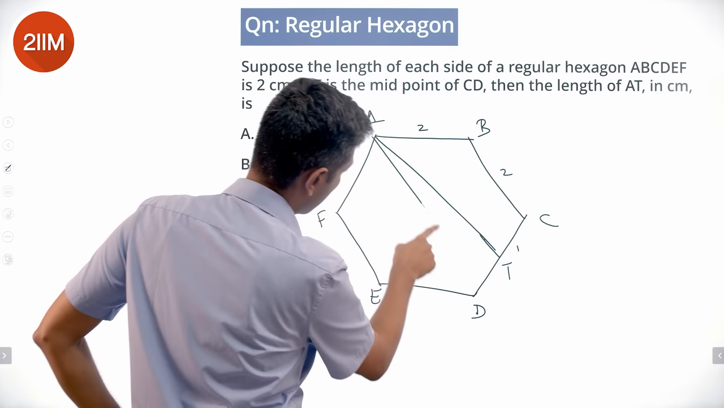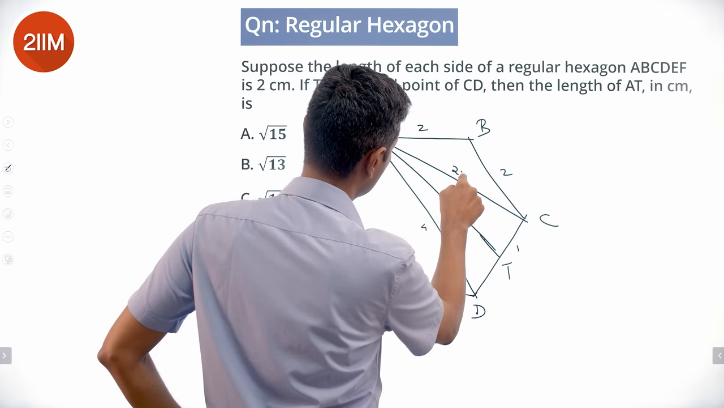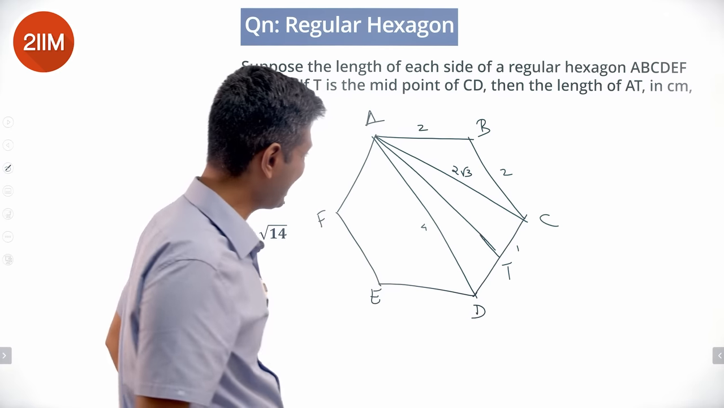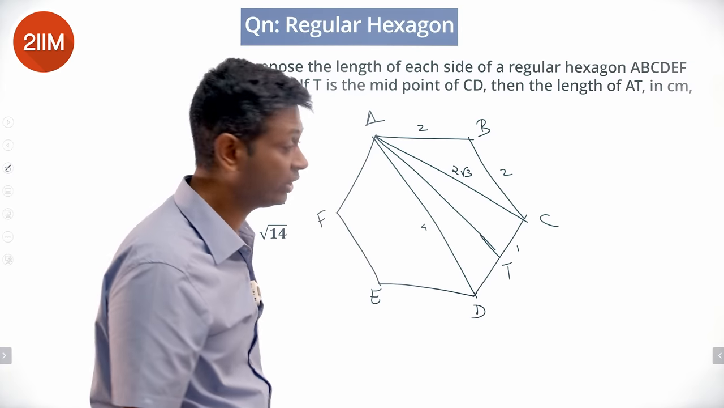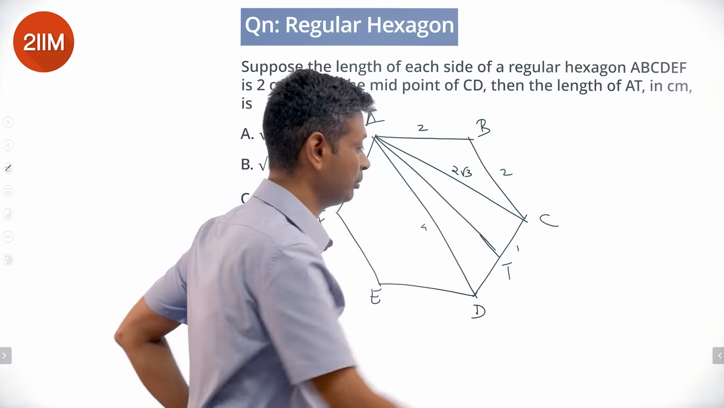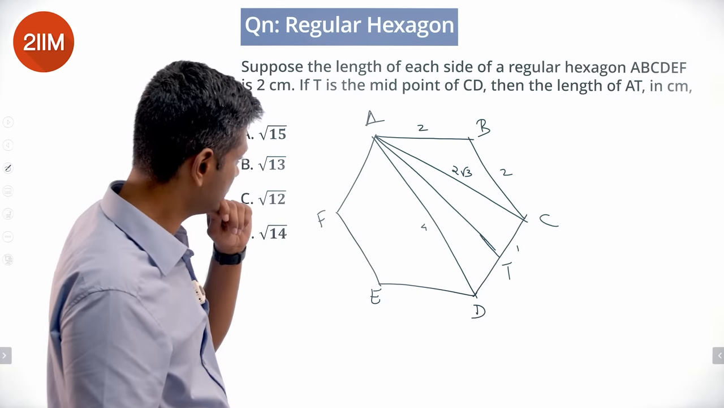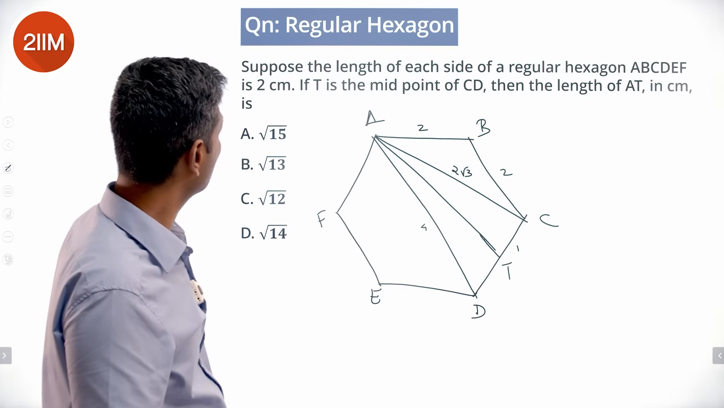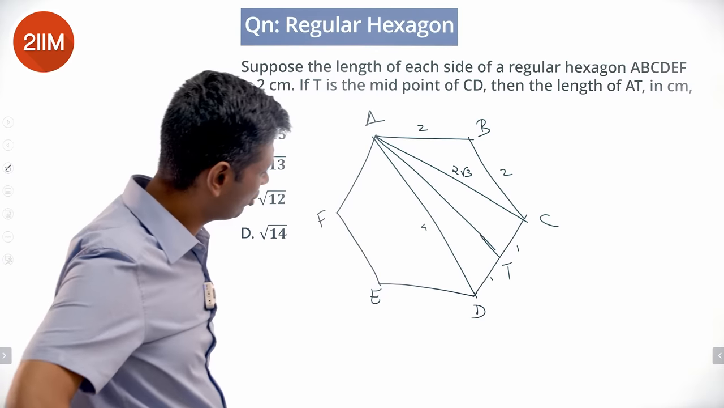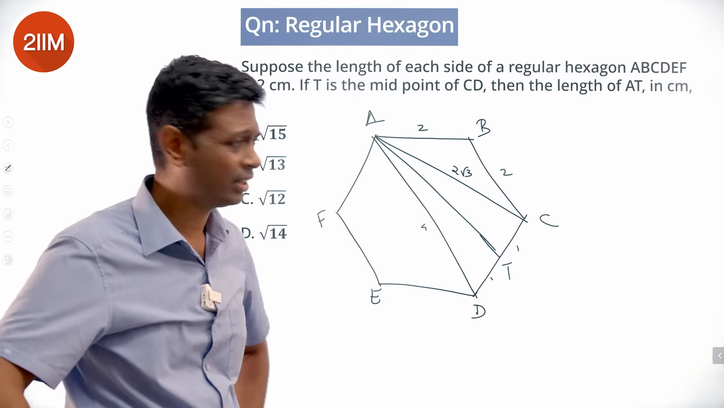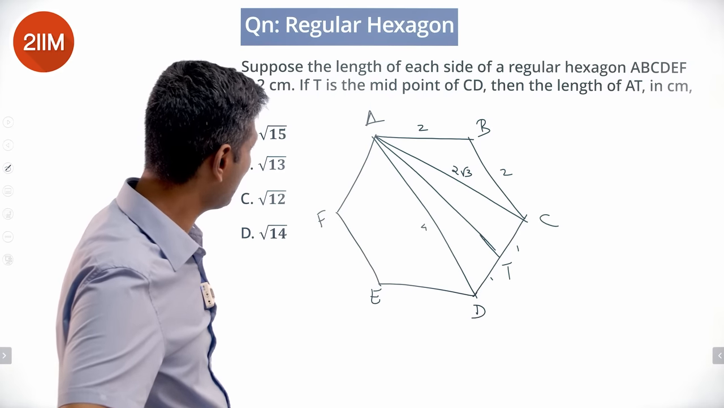AD measures 4. AC measures 2 root 3. We want to find AT. Remember, AT is not perpendicular to CD. We can't just plug in Pythagoras theorem and simplify. That doesn't work. We cannot work like that. So we need to figure out some other mechanism of cracking this. So T is the midpoint of CD, 1 and 1. We can use some trigonometric ratio and then figure this out. We can find the angles and simplify. But hey, it's still tough.